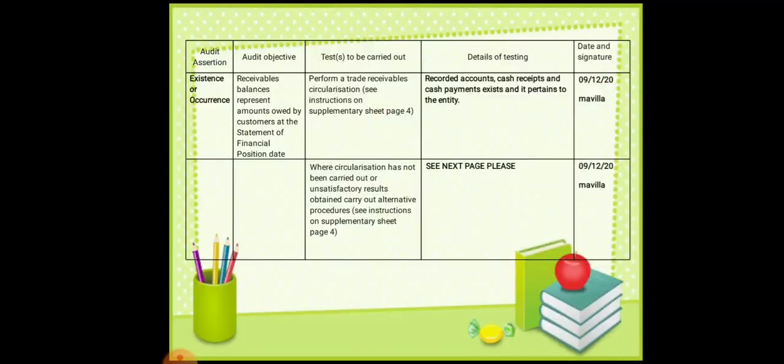Last, existence or occurrence. Perform a trade receivable circularization. See instructions on supplementary sheet page 4. Recorded accounts such as cash receipts and cash payments exist and pertain to the entity. Where circularization has not been carried out or unsatisfactory results obtained, carry out alternative procedures. See next page.